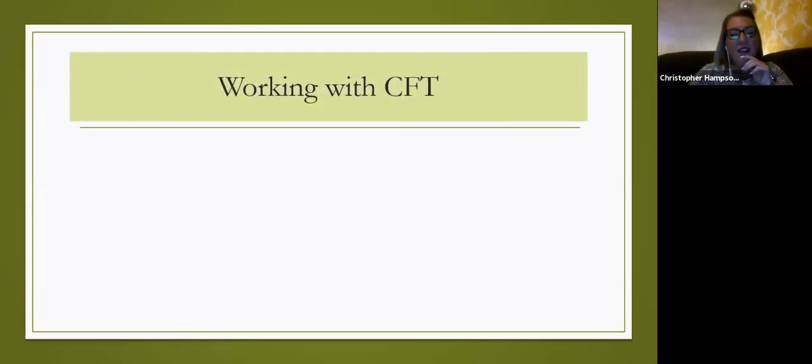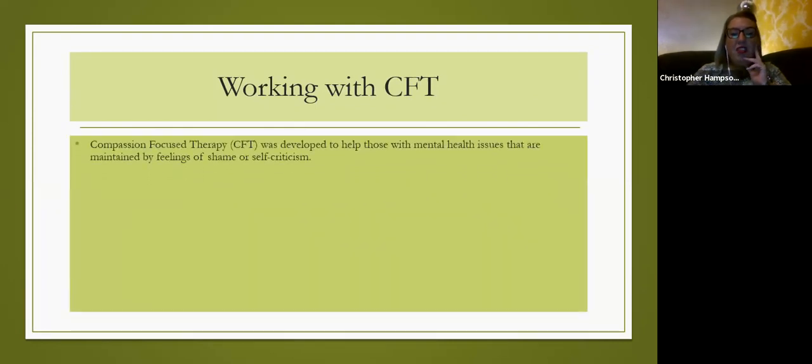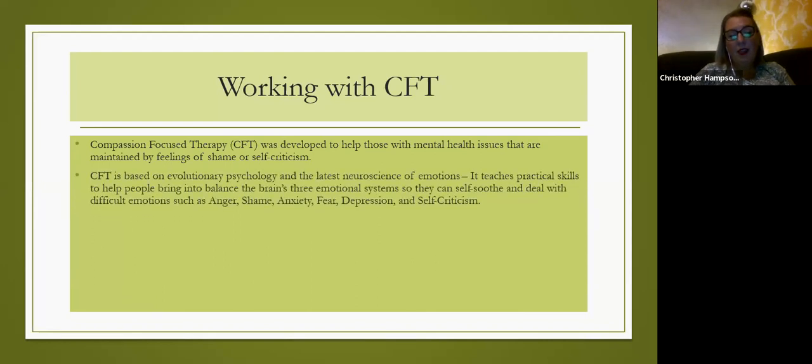So working with CFT. Compassion-focused therapy was developed to help those with mental health issues that are maintained by feelings of shame or self-criticism. CFT is based on evolutionary psychology and the latest neuroscience of emotions. It teaches practical skills to help people bring into balance the brain's three emotional systems so they can self-soothe and deal with difficult emotions such as anger, shame, anxiety, fear, depression, and self-criticism.